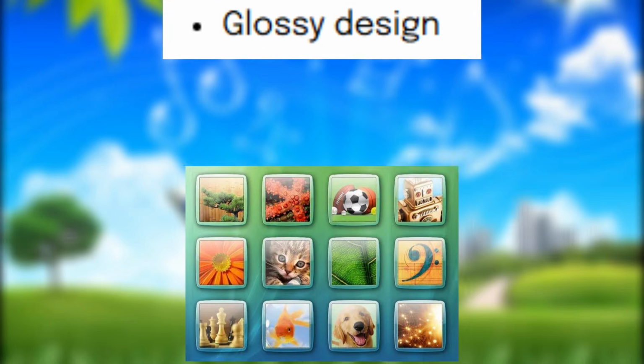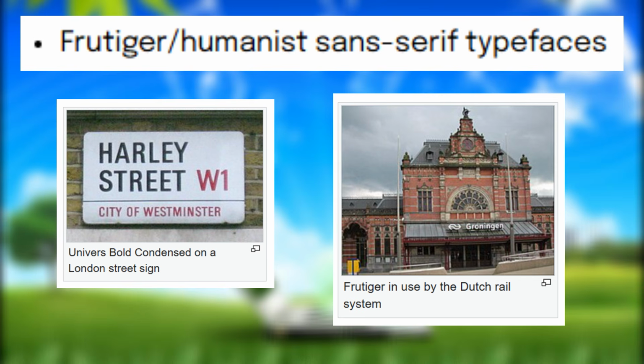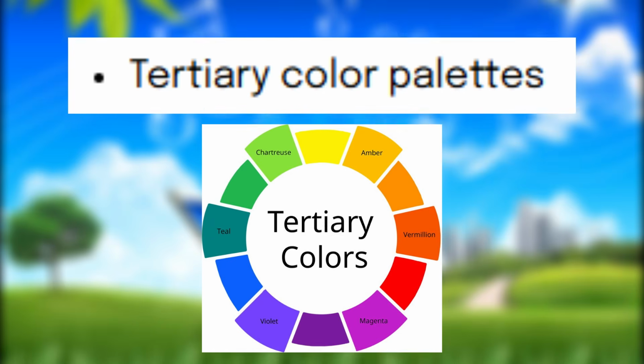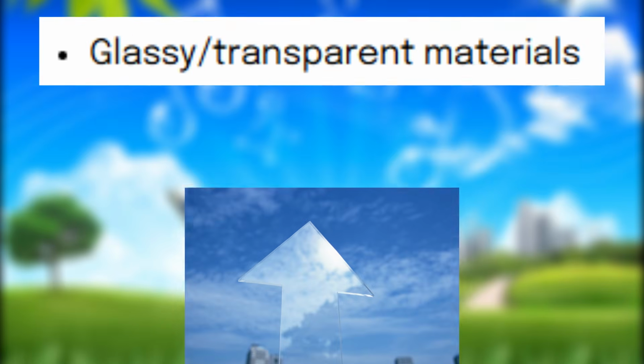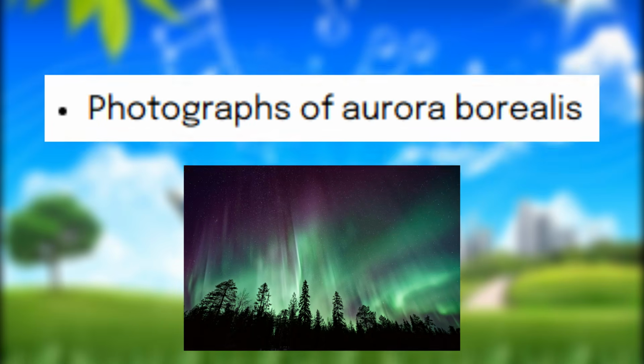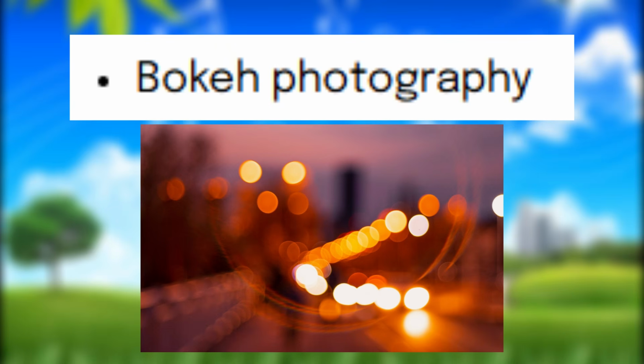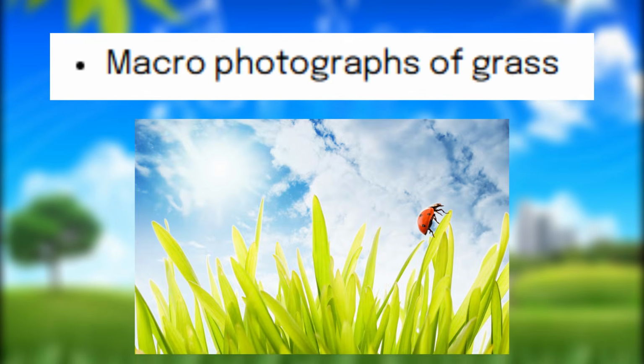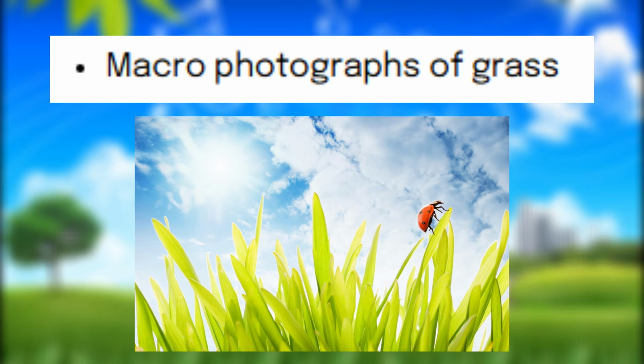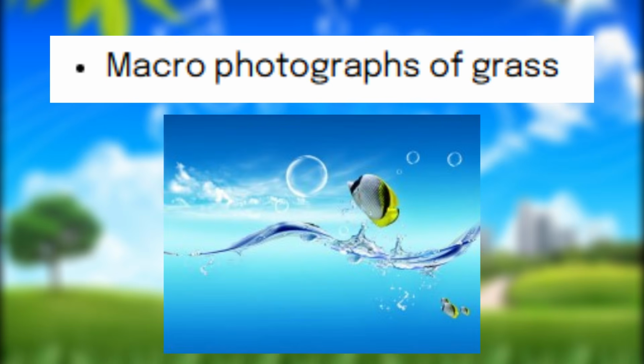Glossy design, Frutiger/humanist sans serif typefaces. These are fonts intended to be highly legible, used in airports and train stations, for example. Tertiary color palettes, glassy transparent materials, photographs of aurora borealis, bokeh photography. These are those pictures where it's like super out of focus, so it's all just circles. And macro photographs of grass or usually nature in general, like water, sea life, bright blue cloudy skies, and bubbles.